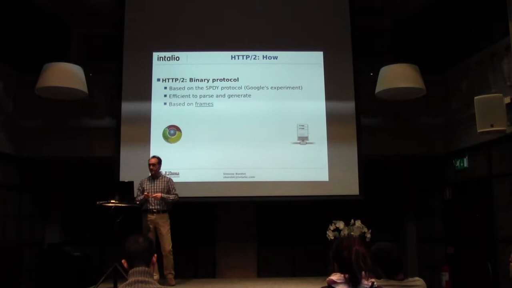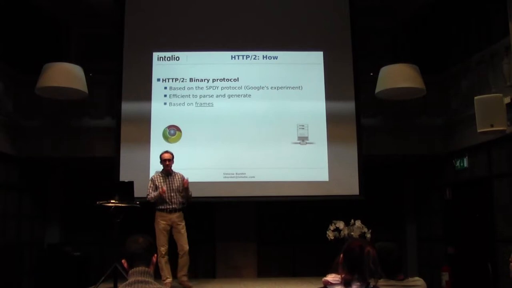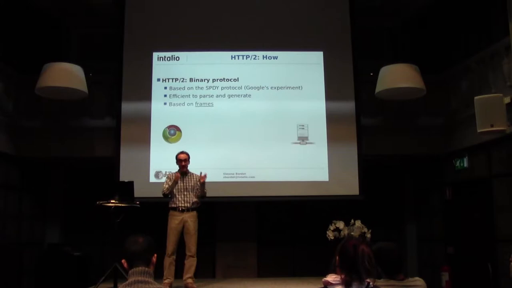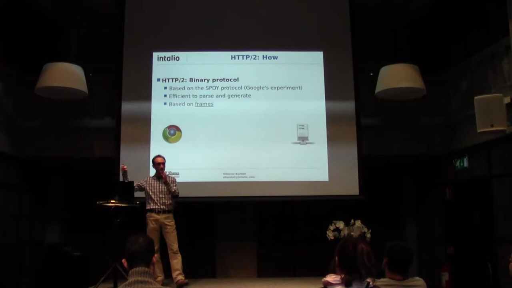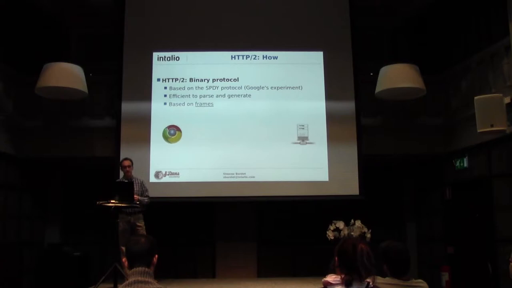In HTTP 2, we changed all that. We say, here's the name of the thing that you're going to parse, and here's the length of the thing that you're going to parse. It is 58 bytes. So we read 58, and then we know that the next 58 bytes are the stuff that we need to read. And that has a huge impact on performance.